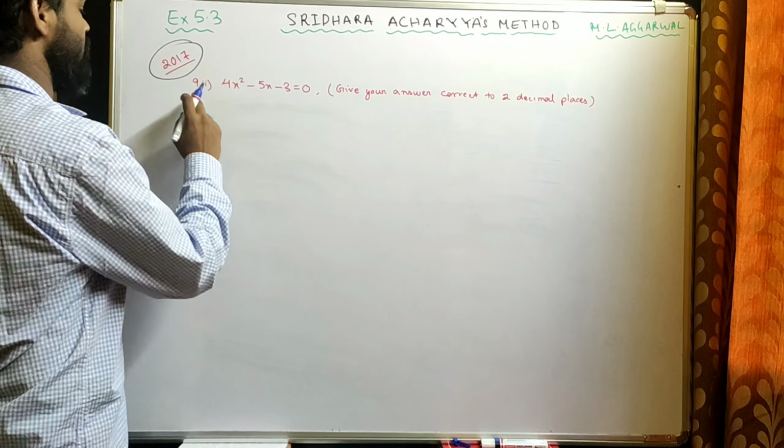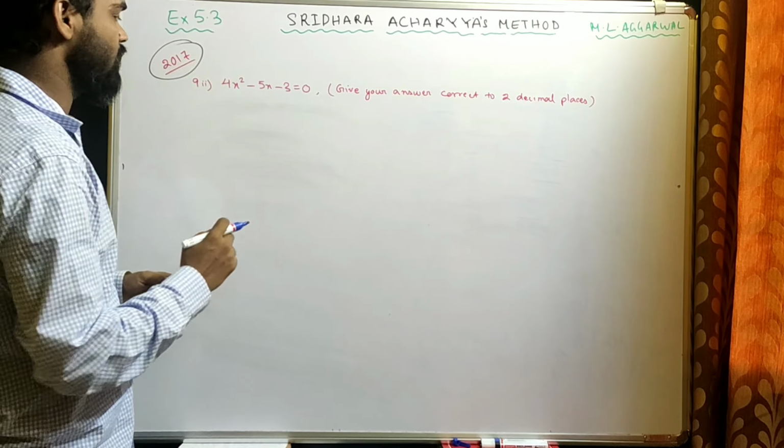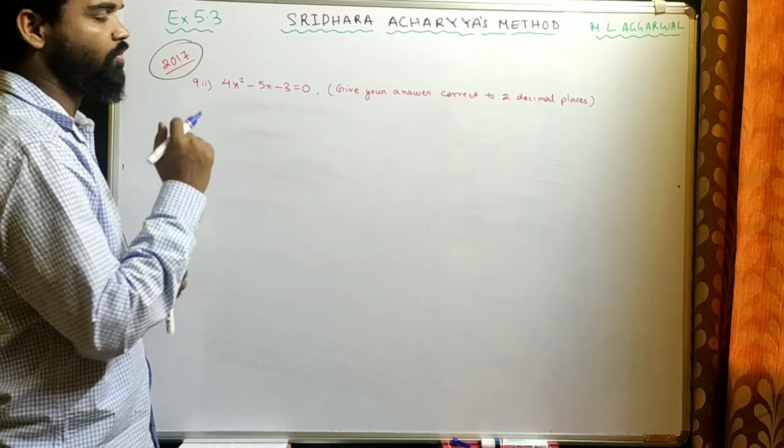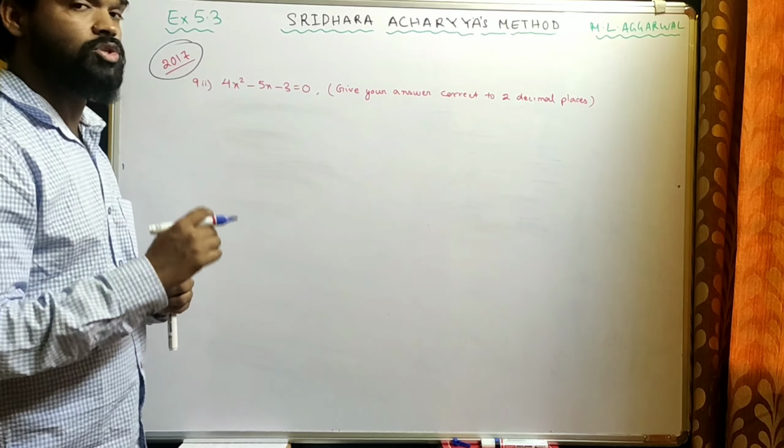Look at this sum, 9 part 2. It came in ICSE 2017. It says 4x square minus 5x minus 3 equals 0. You have to solve for x. Give your answer correct to 2 decimal places.